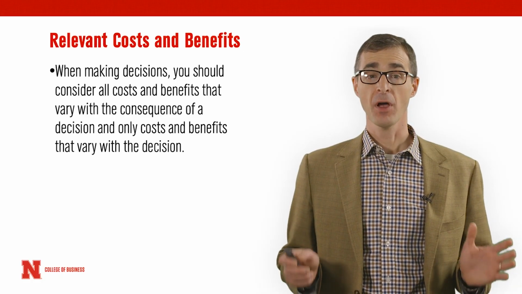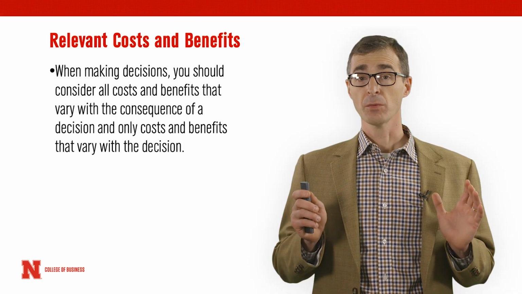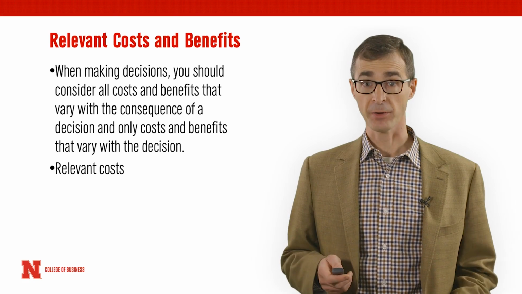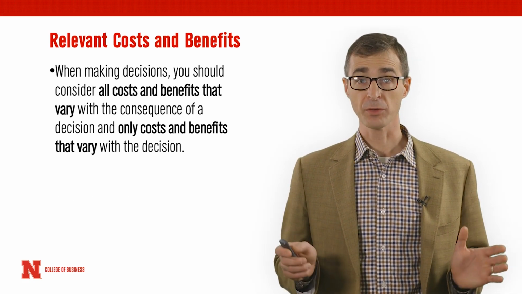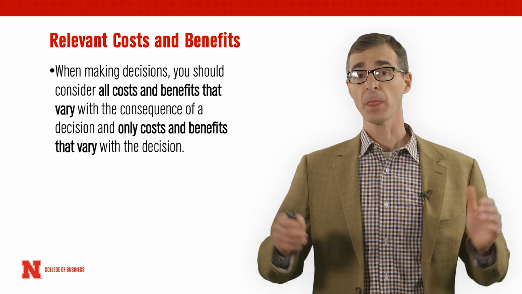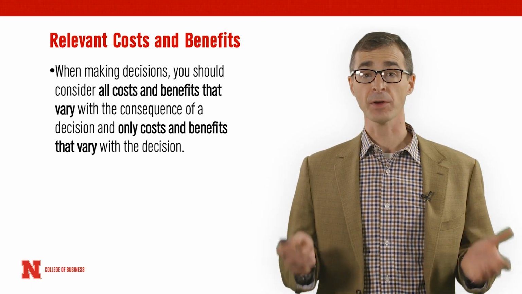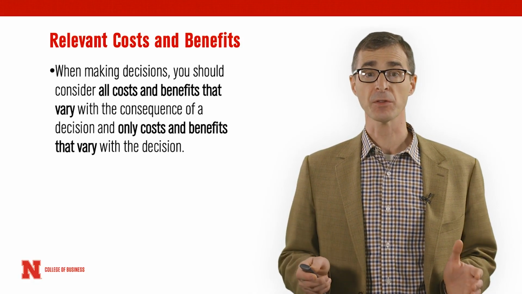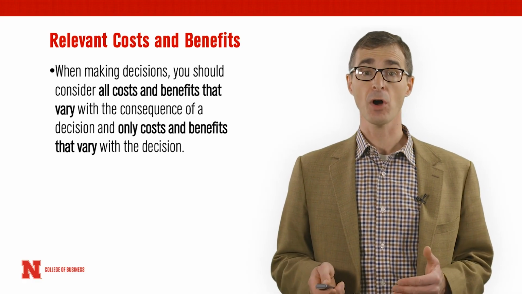Relevant costs and benefits are those that vary with the consequence of a decision. From an economic standpoint, we want to consider only those costs and benefits that vary with the consequence of a decision. So all costs and benefits that vary are the ones we want to be focused on, and only the costs and benefits that vary with the consequence of our decision. If and when you become confused in an economic decision-making context, it's very often helpful to step back and focus on the economic decision that's being made. Very often that will help clarify what are and are not the relevant costs and benefits.